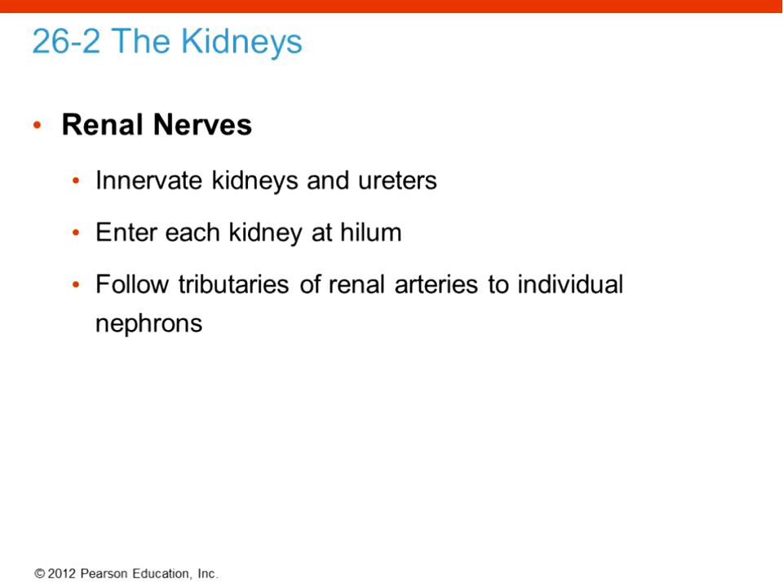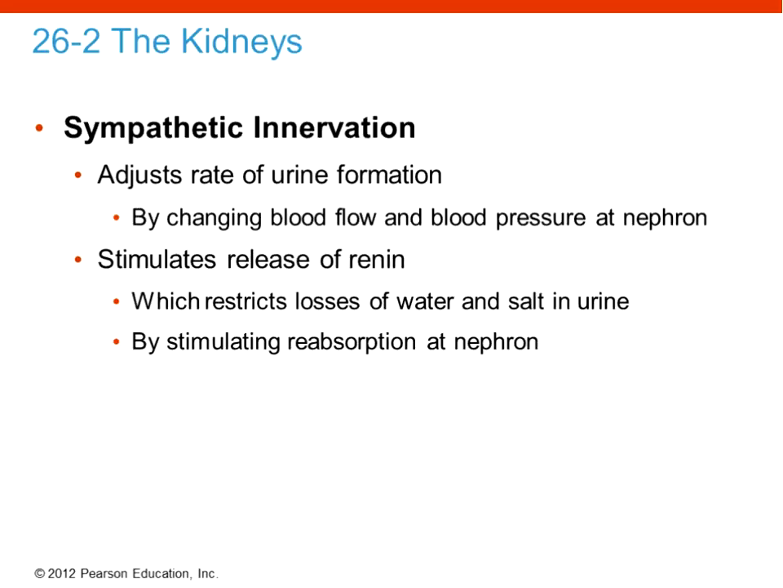Renal nerves, of course, innervate the kidneys, so there are nerve endings located in this location as well to allow for, obviously, the autonomic nervous system. Sympathetic innervation is going to adjust the rate of urine formation, right? And it does this by just changing how much blood flow can enter the nephron, right? And so if you alter the pressure, you're going to alter the amount of blood flow. If you get more blood, obviously you're going to produce more filtrate, less blood, you're going to produce less filtrate. And so that's going to impact what's happening.